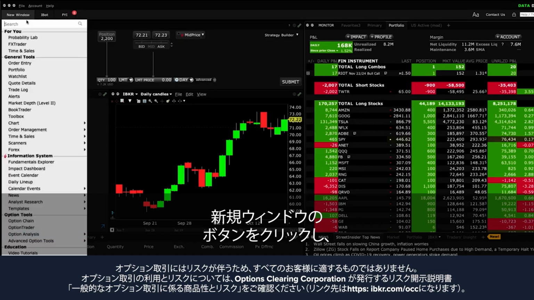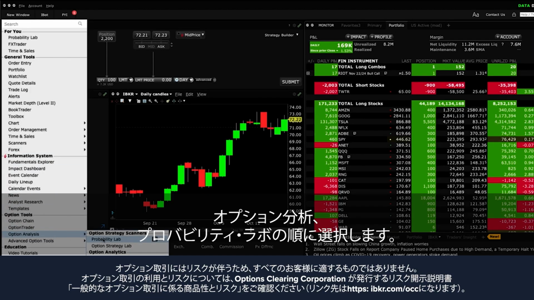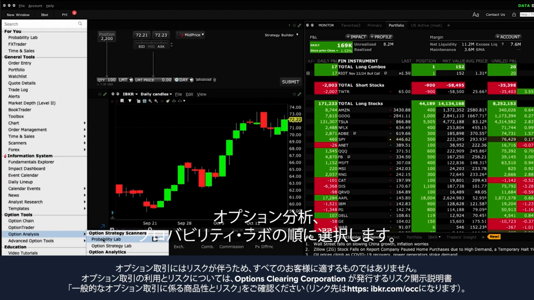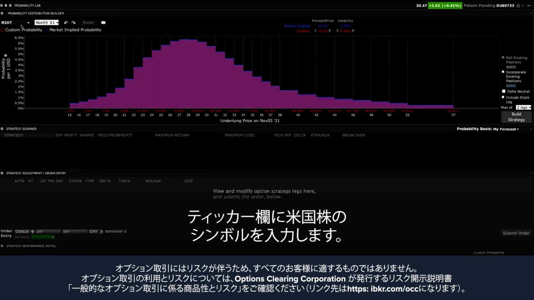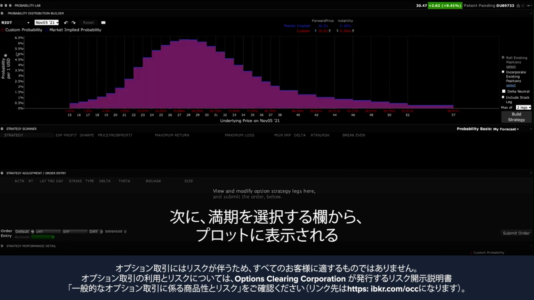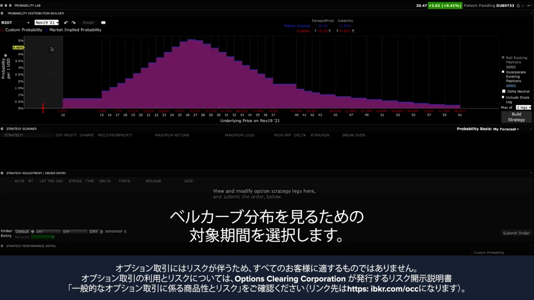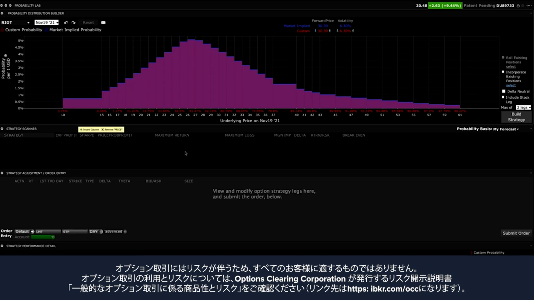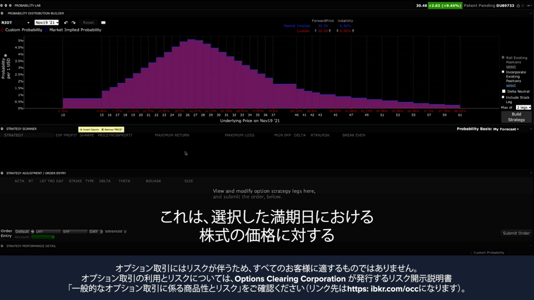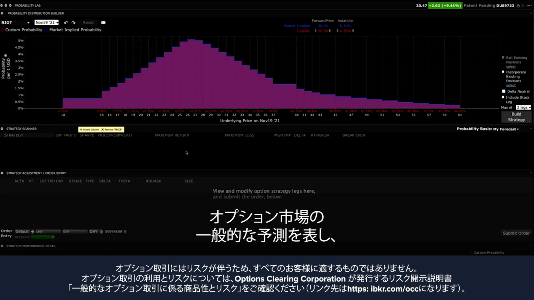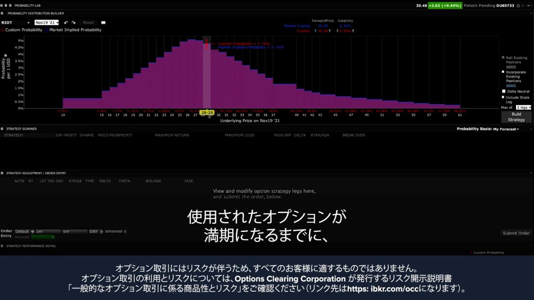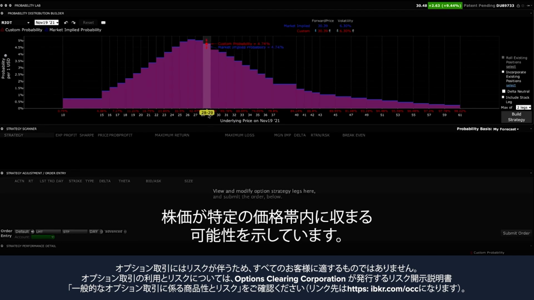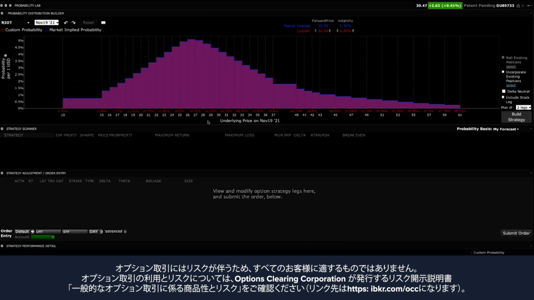Access it from the new window drop-down button, select Option Analysis, and then Probability Lab. In the Probability Distribution Builder, enter any US stock symbol in the ticker field. Then, from the Expiry Selection field, choose a suitable time horizon to see the bell curve distribution displayed in the plot. This describes the option market's prevailing prediction for the price of the stock at the chosen expiration date. It tells us the likelihood that a share price will land within a specific price range by the end of the life of the option used.